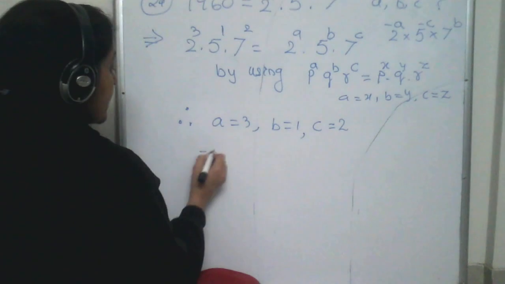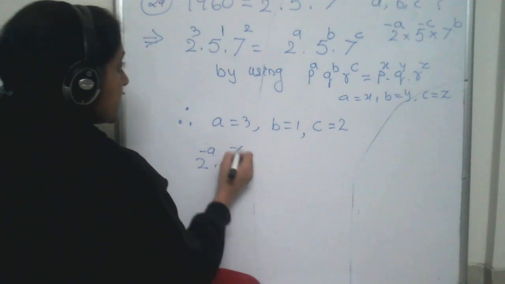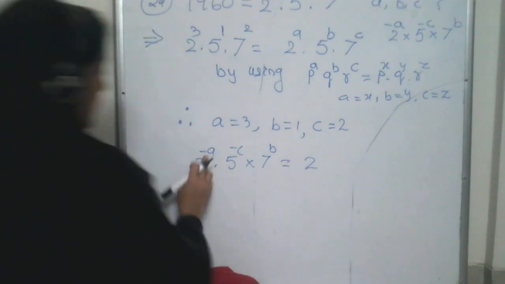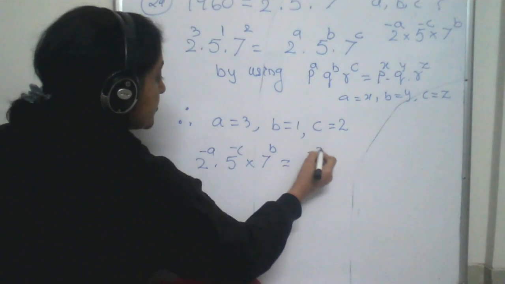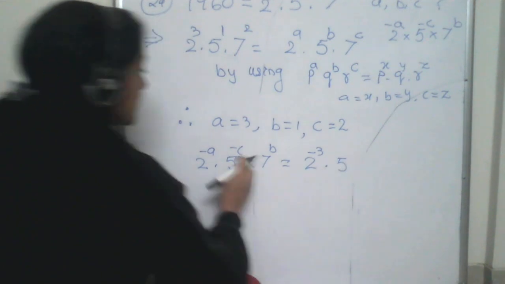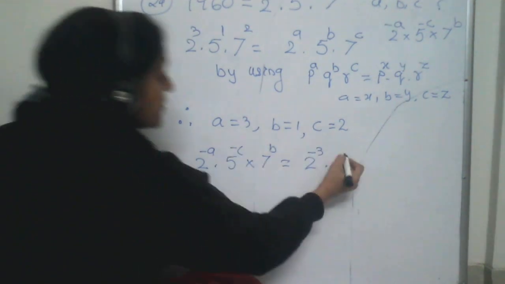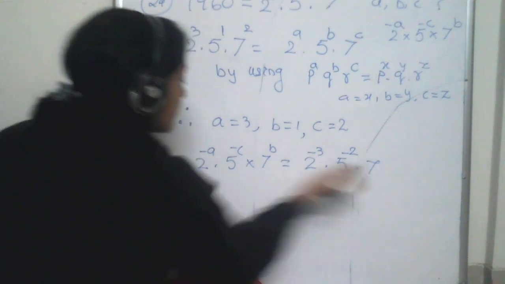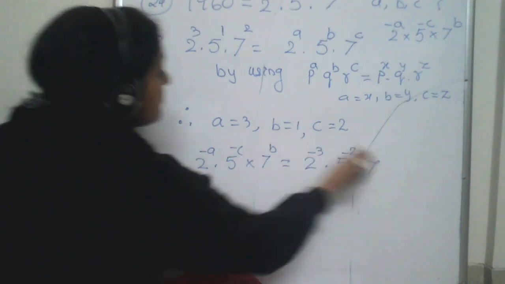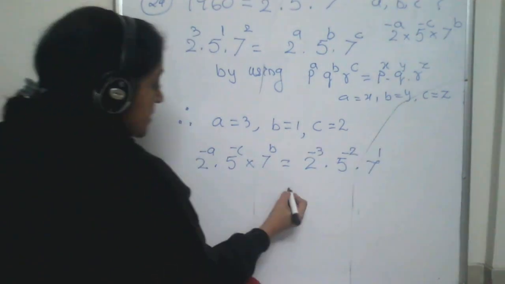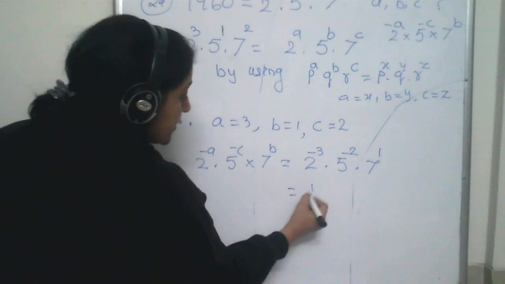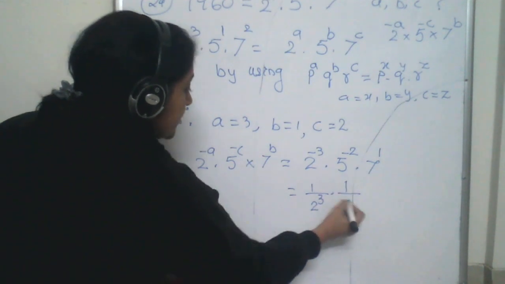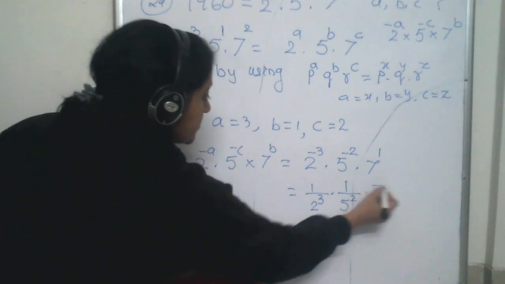2 to the power minus A into 5 to the power minus C into 7 to the power B is equal to 2 to the power A means 3, but negative 3, into 5 to the power C means 2, but it is negative here, so negative 2, into 7 to the power B. B is 1, so that only is positive. Now what will happen here? Both of them being negative powers, 2 to the power 3 will come down, 1 upon 5 to the power 2 will come down into 7.